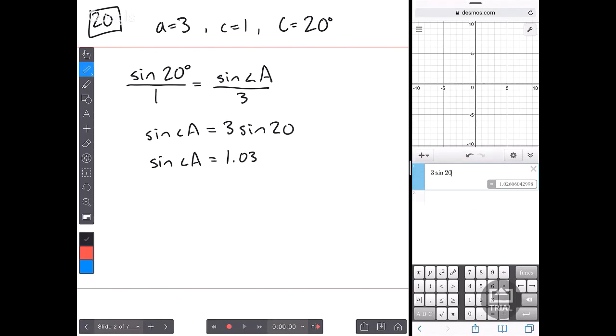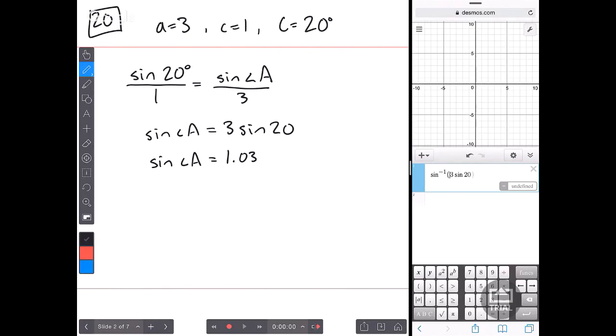Because when I try to do inverse sine of 3 sine 20, undefined, error, problems, not possible. Got it. It is comedy, right? Thank you. Excellent. Good joke.